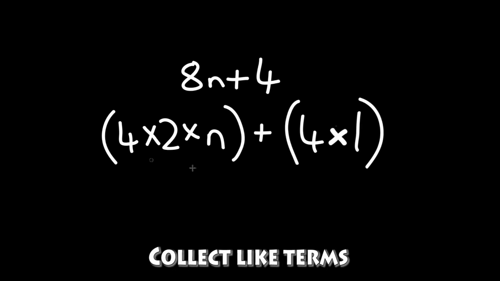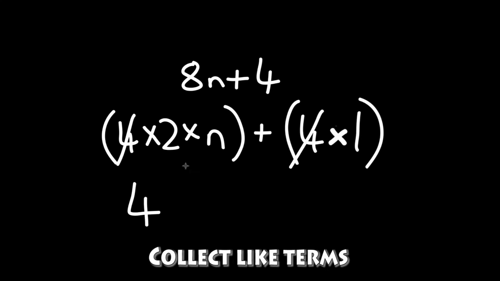Once you've written the factors and any variables as two sets of brackets like this, the next step is to collect like terms. We'll start by looking at the 4 in the first set and seeing if we can pair it up with a 4 in the second set. In this case we can, so we cross them both out and write the 4 underneath. Okay, let's have a look at the next item in the first set of brackets, the 2. We can't pair that up either. And the next item, the n, we can't pair that up.